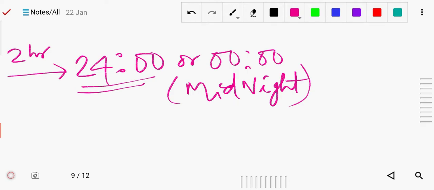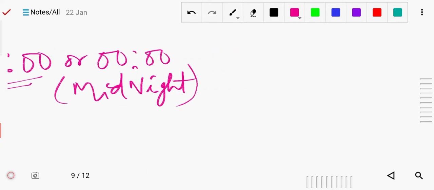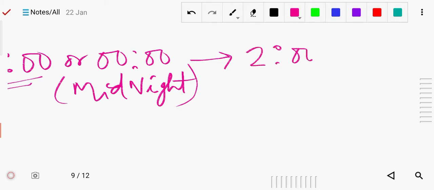Now from here again you have to move 2 hours, because you have to go for the 2 o'clock. So now you will reach 2 hours, that is the 2 o'clock. So how much time have you added here? You have added 2 hours. Okay, here is 2 hours.